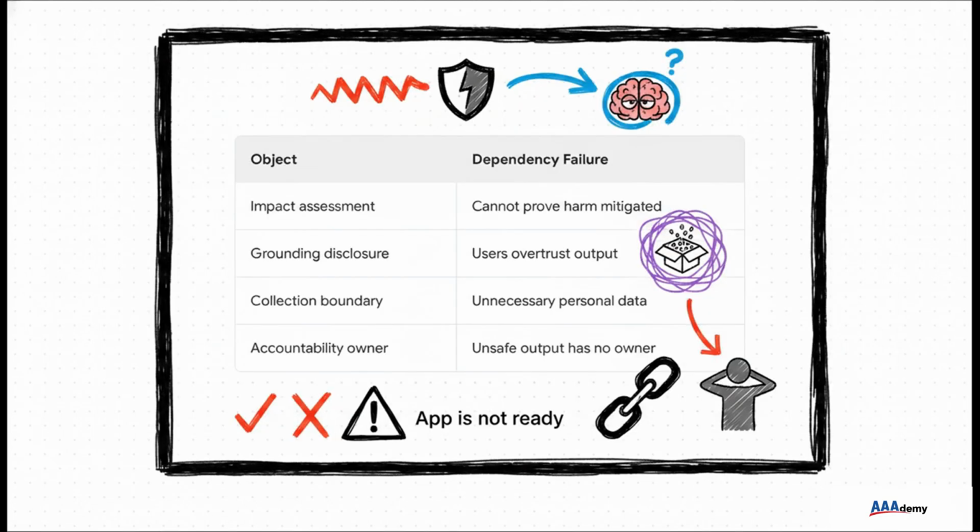And this is why it's like a giant puzzle, right? High-level principles translate perfectly into verifiable inspection points. If you skip an impact assessment, well, your review simply cannot prove that harm was mitigated. Without a grounding disclosure, users are going to overtrust the generative output. Missing a data collection boundary? That means you're collecting unnecessary personal data in your logs. And without an accountability owner, unsafe output literally has no one to fix it. If any of those failure states exist, your app isn't ready, period.